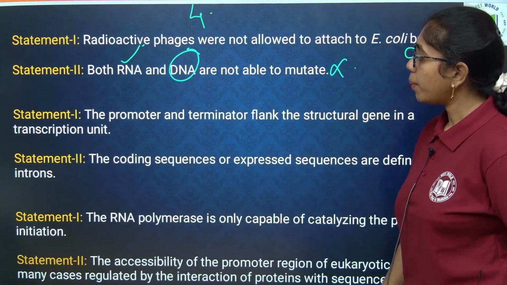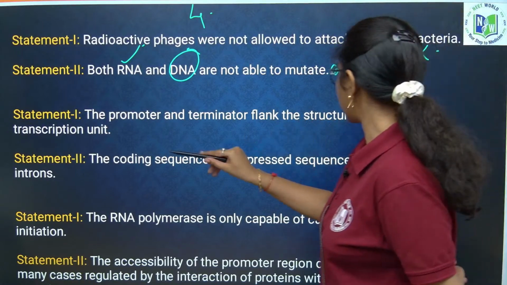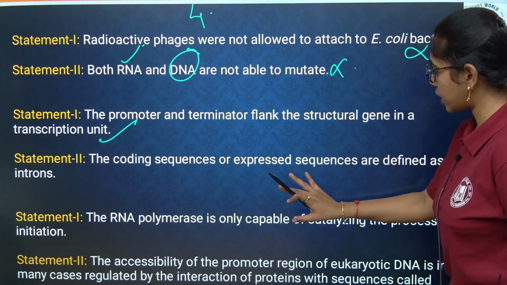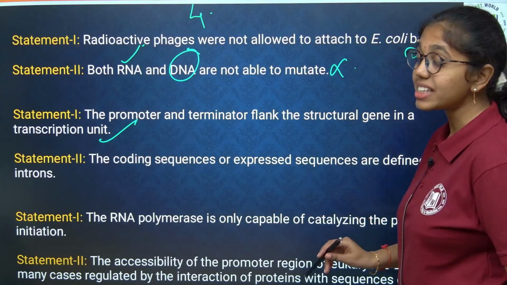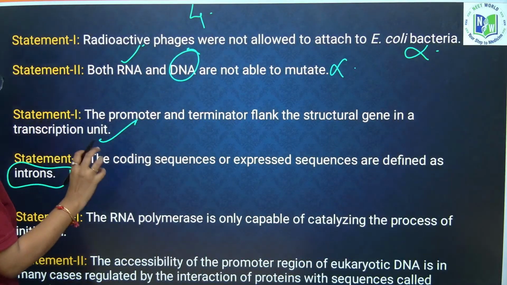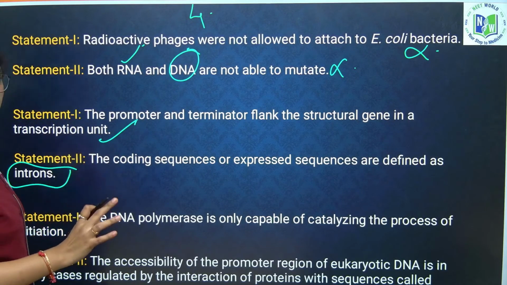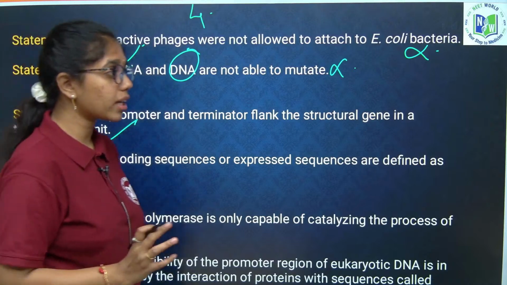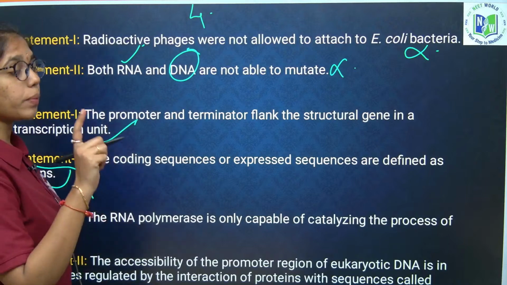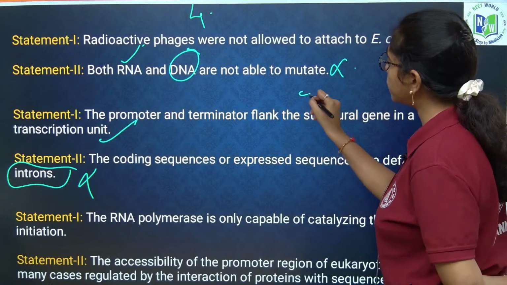Next question. The promoter and terminator flank the structural gene in a transcriptional unit. True. The coding sequences are expressed sequences and defined as introns. Wrong. Many times, do remember students, questions are asked on introns and exons. You have to remember it and fix it in your mind that introns are inactive sequences, exons are expressed sequences. When statement 1 is true and 2 is false, then you have to choose option 2.